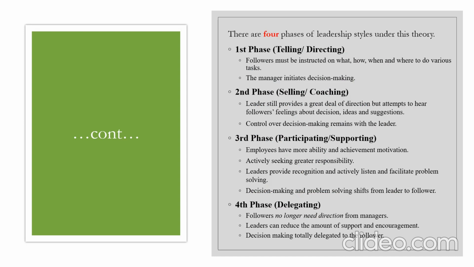Okay, so in the Hersey and Blanchard life cycle theory, there are four phases of leadership styles that can be used. There are four leadership styles actually. The first one is called telling or directing. Second is selling or coaching. Third is participating or supporting, and the last one is delegating. So how do we use each and every style?